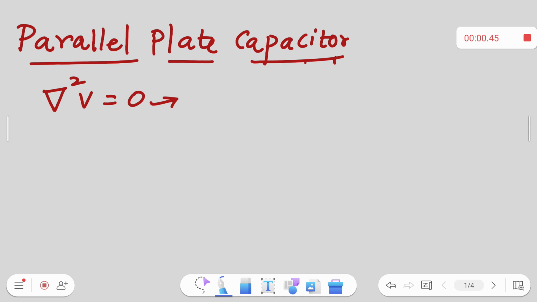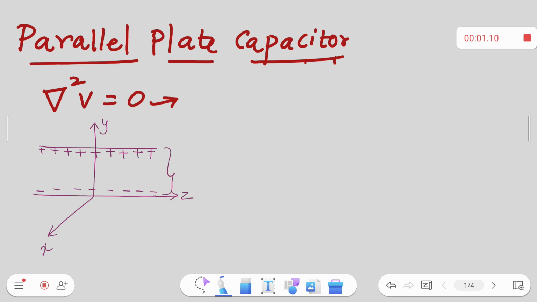For this, let us take a parallel plate capacitor where we have two plates separated by a dielectric medium. Let us assume this parallel plate is along the y-axis in a Cartesian coordinate system, the distance between the two plates is d, and this capacitor has a voltage of V0. So this is our assumption. As we know, del square V equals 0.